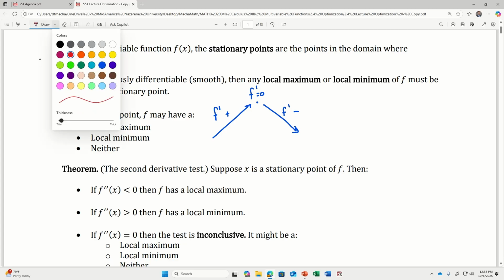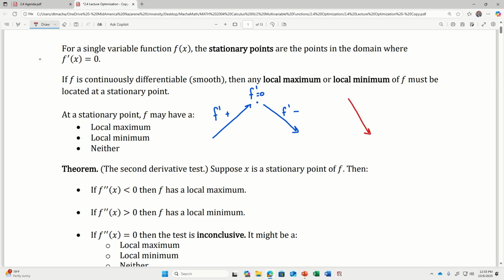If you have a local minimum, then we're talking about a place where your function is decreasing and then stationary and then increasing. So your derivative is negative, and then your derivative is 0, and then your derivative is positive again. Or it could be neither one.